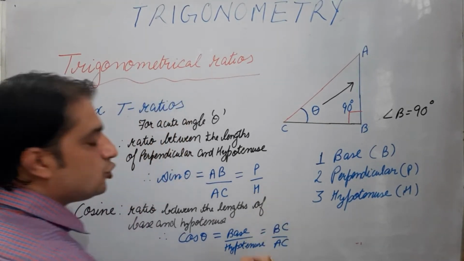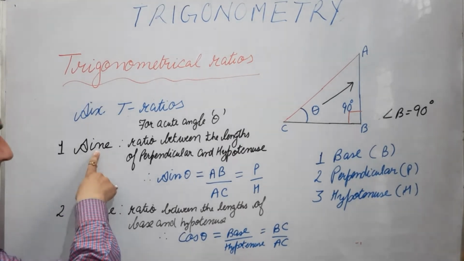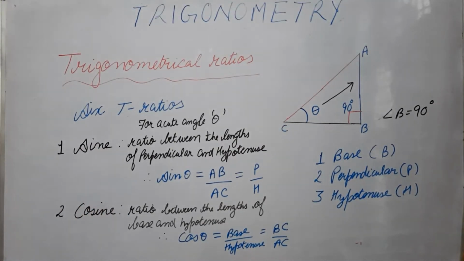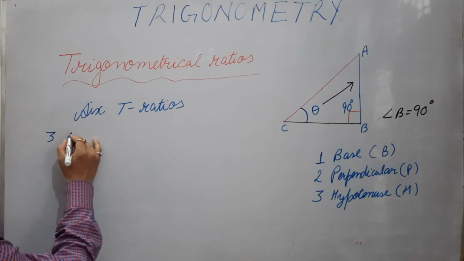So these are the ratios of the sides of a right angle triangle. The first T ratio is sine, the second T ratio is cosine. Right? Now the next T ratio is tangent.